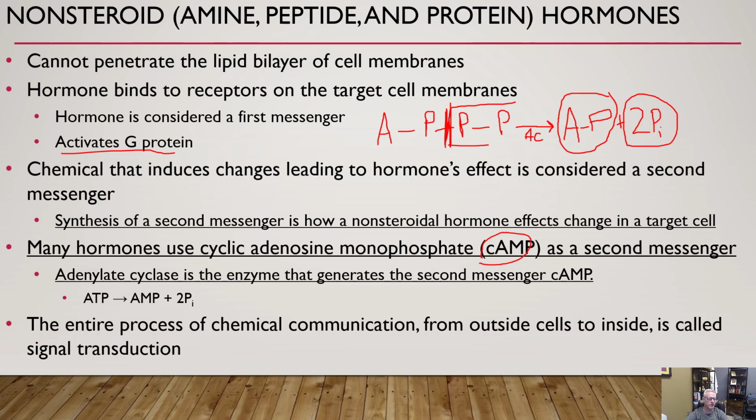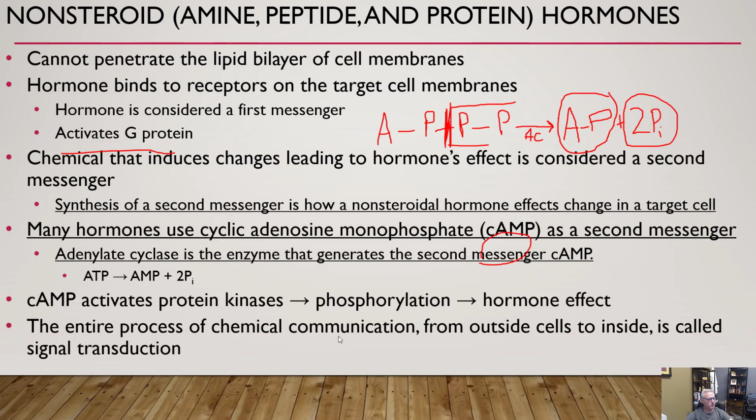And I mentioned that cyclic AMP acts as a second messenger. We have other second messengers as well besides cyclic AMP. We can use DAG, diacylglycerol, or IP3, inositol triphosphate, or there's another compound called cyclic GMP, cyclic guanosine monophosphate. So we have different second messengers out there. Just know that cyclic AMP is not the only one.